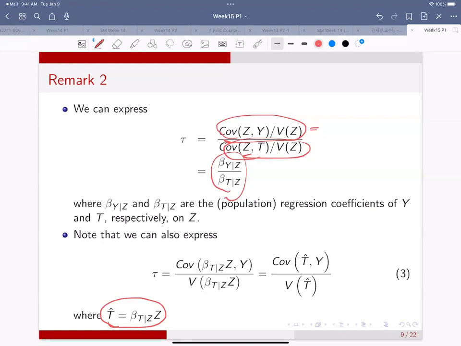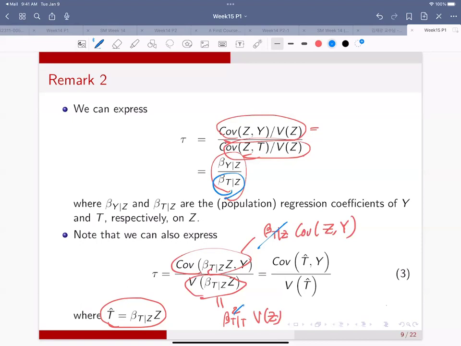And then basically, this guy is the variance of t, beta t z squared times variance z, right? This is beta t given z times the covariance of z and t, z and y. So then the ratio has some cancellation. The denominator is this one, and the numerator with this part divided by this part is equal to this one. So this guy can indeed be written as this, which means that tau can be regarded as a regression coefficient for the regression of y on t hat.